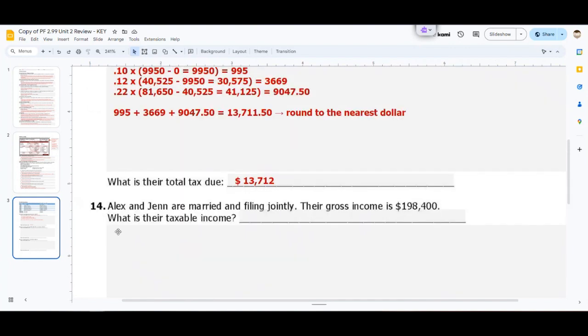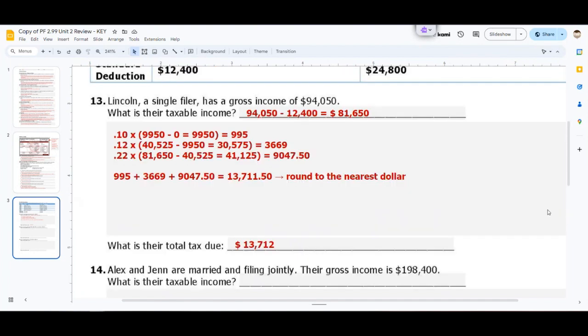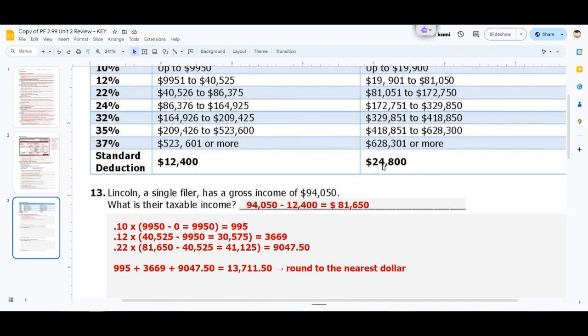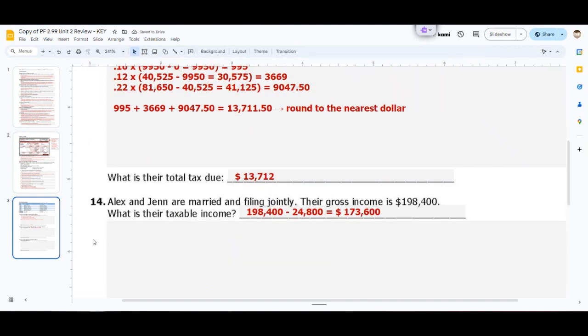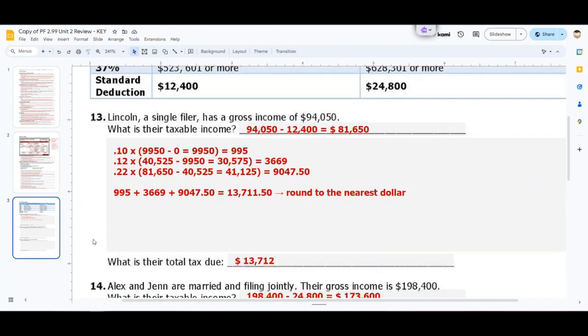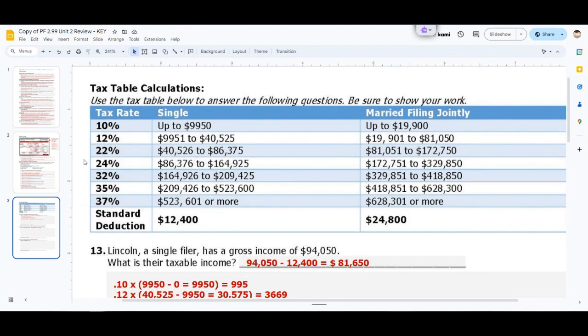All right, next one, Alex and Jen are married and filing together. Their gross income is 198,400 with a standard deduction of 24,800. So what is their taxable income? We simply subtract that deduction from their earnings. We're left with $173,600. Looking at the brackets, 173,000 just gets us into the 24% bracket. So this couple is going to fill up the 10%, fill up the 12%, and fill up the 22% brackets, and have a few dollars left over that spill into the 24% bracket.